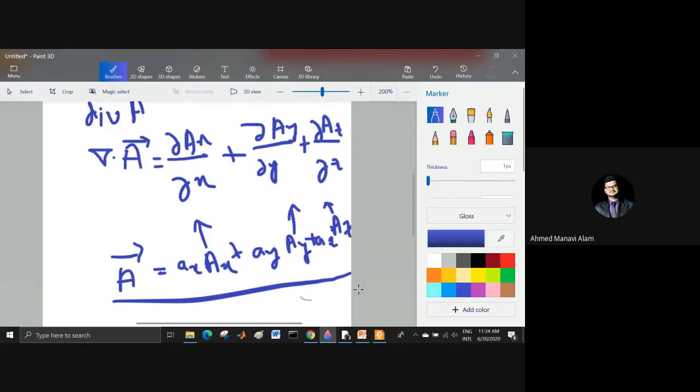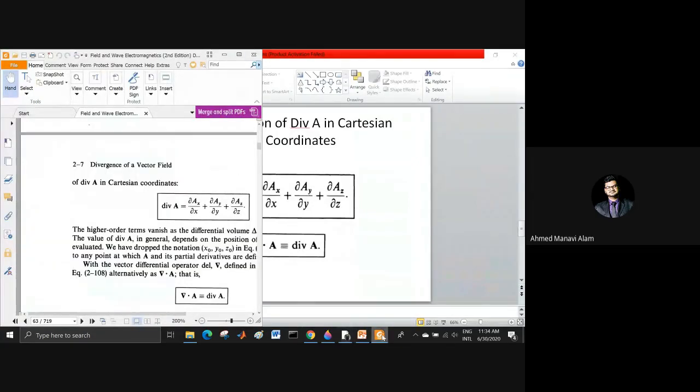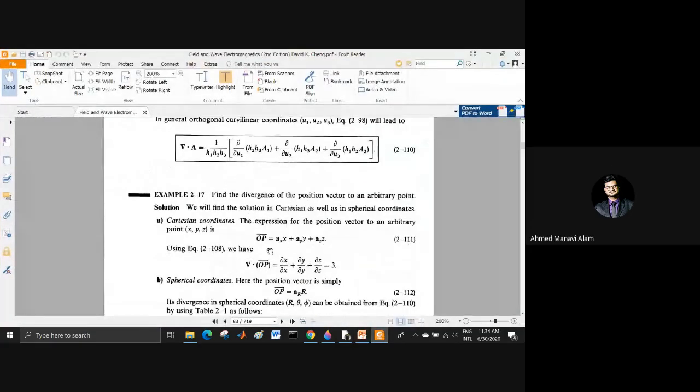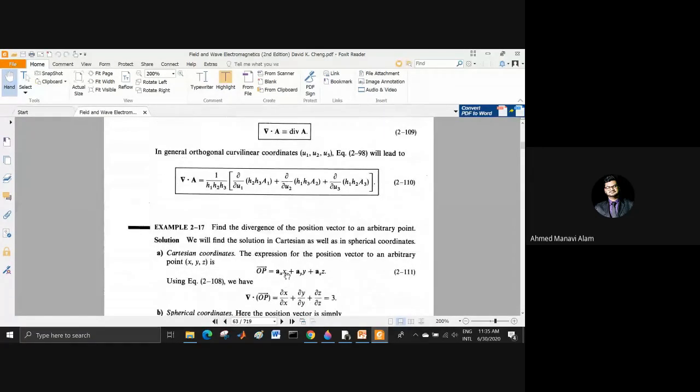Now in this math the vector is given as Ax = x, Ay = y, Az = z. That means the magnitude of Ax is x, the magnitude of Ay is y, and the magnitude of Az is z. Does everyone understand that the value of Ax here is x? So we take the partial derivative of x with respect to x, y with respect to y, and z with respect to z.